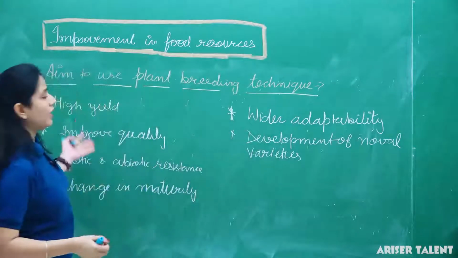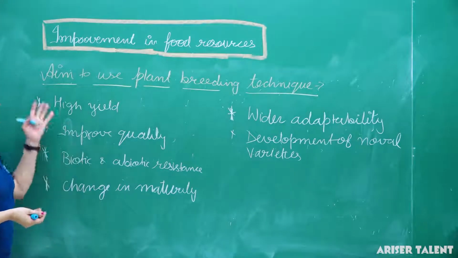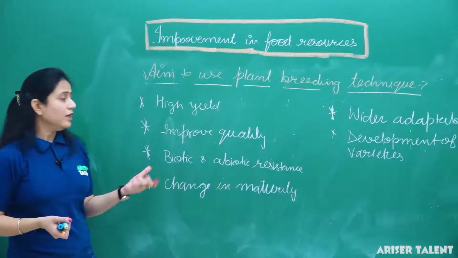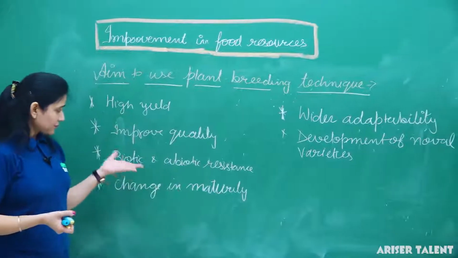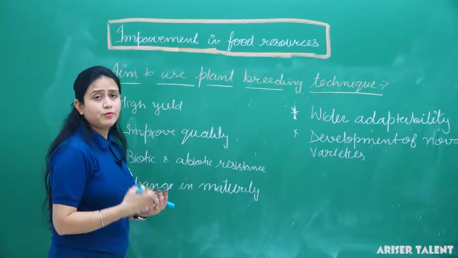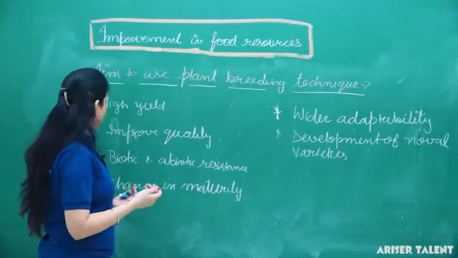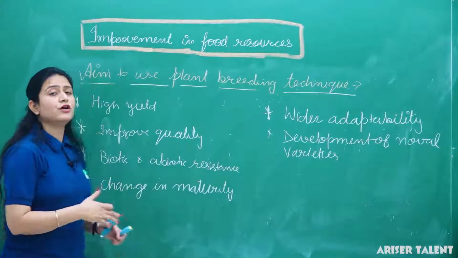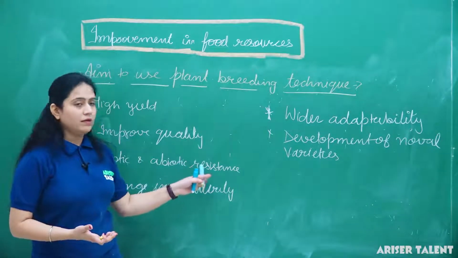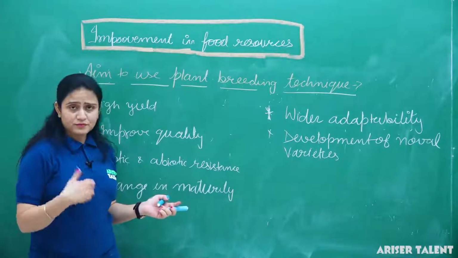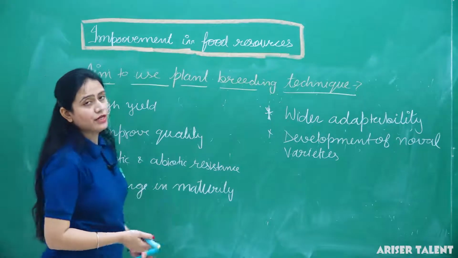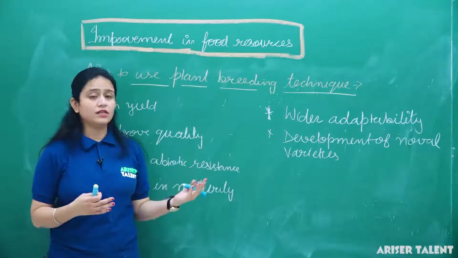Okay, if we talk about the high yield, to get the high yield of the crops, we use the plant breeding technique. Improve quality, if we want the improved quality of the crop, then we use the plant breeding technique. What is the improved quality? Like it should be disease resistant, okay, it should have high productivity, it should have high yield, okay, and biotic and abiotic resistance means the crop should not get affected by the biotic factors like bacteria and fungi, and abiotic factors, it should not be affected by the flood, heat, cold and climatic conditions.